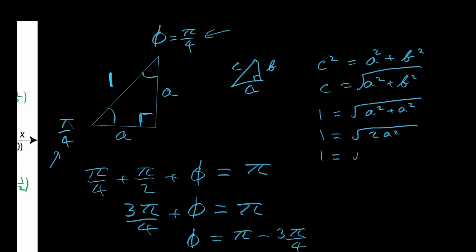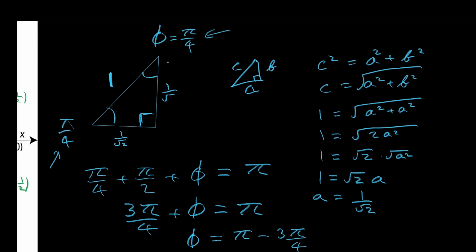So in fact, I'll do this extra step just in case you are still getting used to operations with radicals. We would just be left with 1 equals the square root of 2 times a. And then to get a by itself, we just divide both sides by the square root of 2. So you would have a equals 1 over the square root of 2. So now we know that both of these side lengths are 1 over the square root of 2.